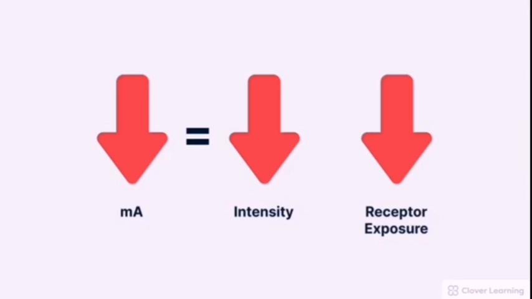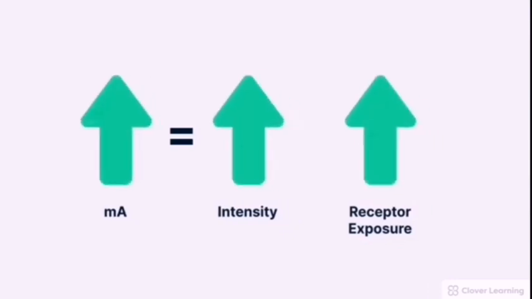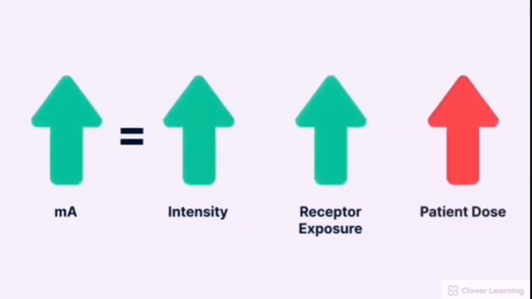Changes in mA also have the same simple relationship with patient dose. If the mA is increased, the patient dose will increase proportionally. That just means by the same factor. Of course, all of these relationships assume that only the mA is changing and all other factors remain the same.